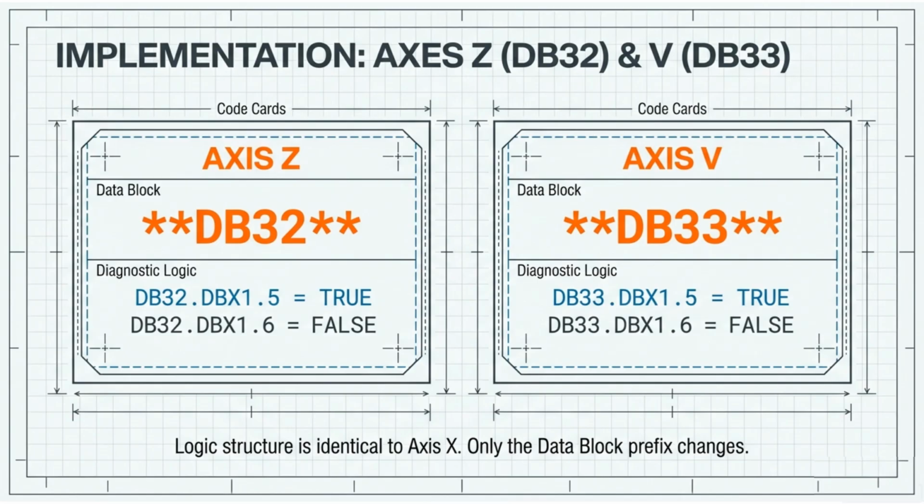Implementation for axis Z, DB32, and V, DB33, follows the same logic structure as axis X. The only difference is the data block prefix, using DB32 for Z and DB33 for V.